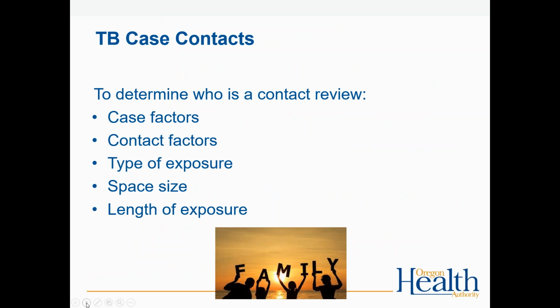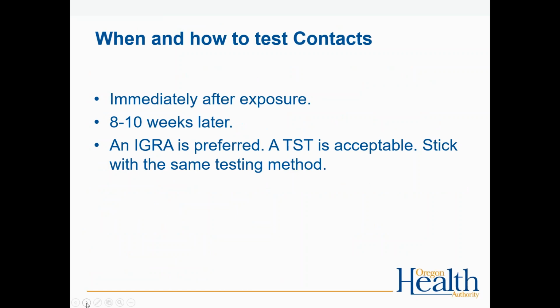All right, so TB case contacts. First, you have to figure out if the person is indeed a contact, and there's some parameters you can use for doing that. So when and how to test contacts, you test them immediately after exposure and then 8 to 10 weeks later. We really prefer the IGRAs, although a TB skin test is okay. You want to make sure, though, that you stick with the same testing method for each test.